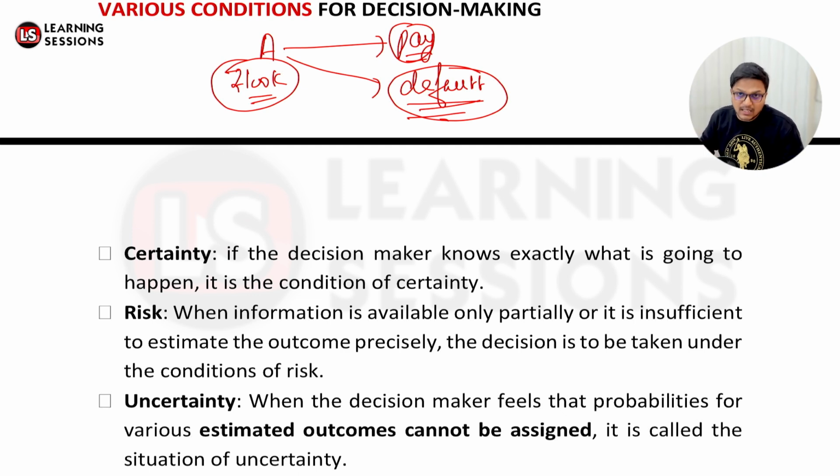And further, uncertainty means when the decision maker feels the probability of various estimated outcomes cannot be assigned. We have various estimated outcomes, but we think these estimated outcomes cannot be assigned to this particular person or this particular situation. That is called uncertainty. So there are three things. When we are totally aware that this thing is going to happen, that is certainty. When we have insufficient knowledge, or the outcome is not precisely applicable, there is a risk involved. And when outcomes cannot be assigned to this particular event, that's uncertainty, right?